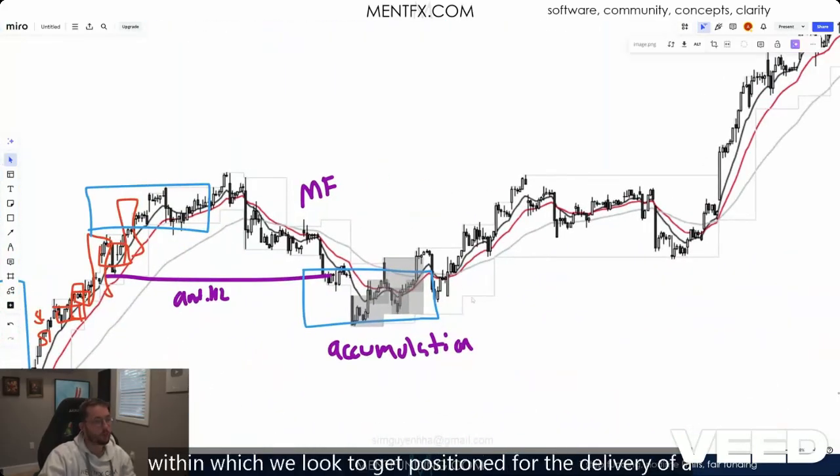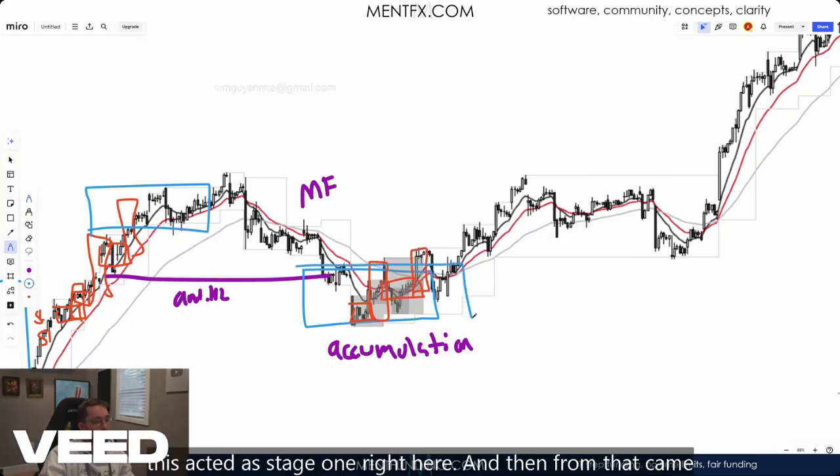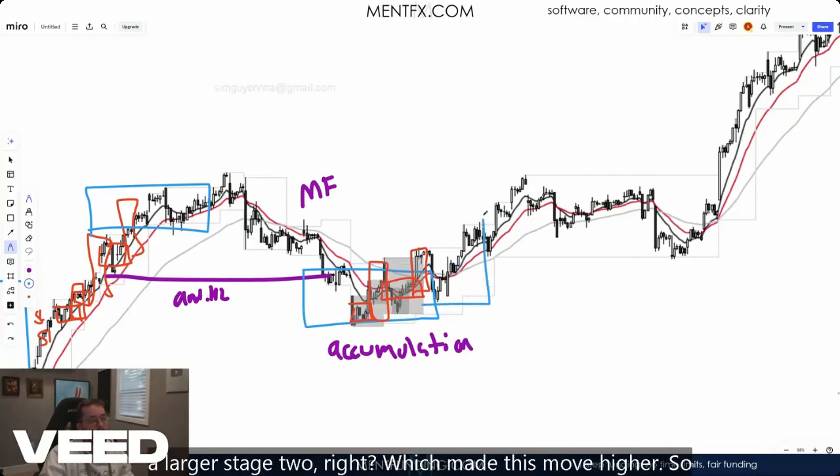So we have the stage one within which we look to get positioned for the delivery of a potential stage two, right? So a minor stage two kind of came out of this market, or you could have looked at this as a mini 1 into 2, a 1 into 2 as a fractal. So all of this acted as stage 1 right here. And then from that came a larger stage 2, right, which made this move higher.